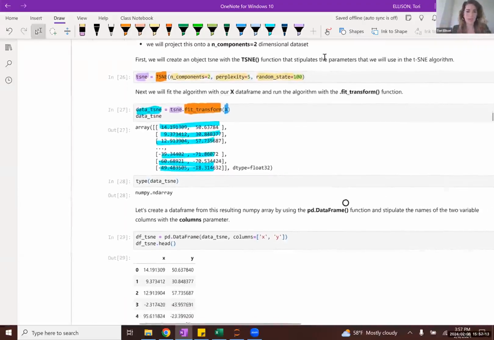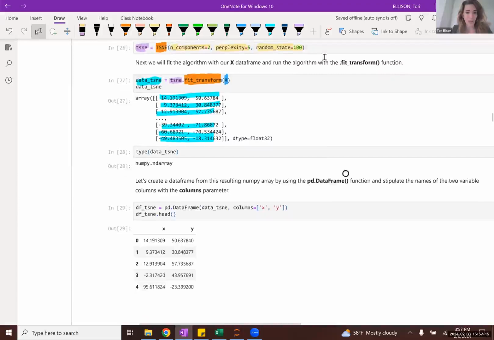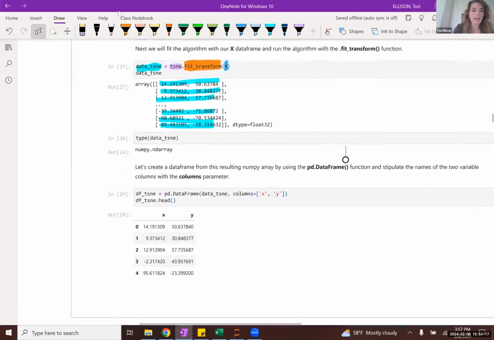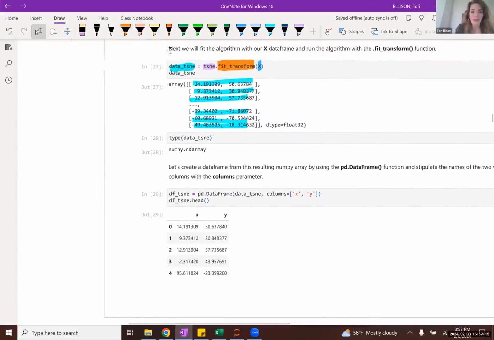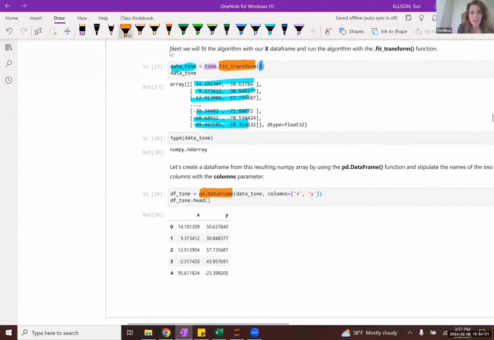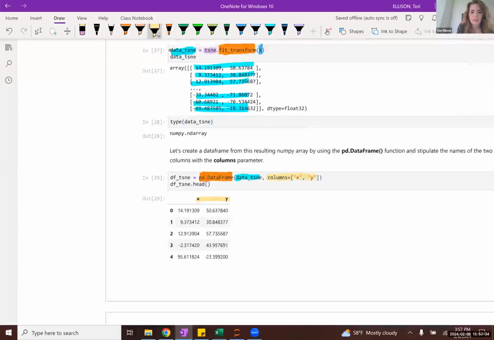We can see that this returns a NumPy array, which is fine. I usually like to deal with everything in a pandas data frame. So I'm going to take that resulting set of TSNE coordinates and put it into a data frame with these column names. Okay.